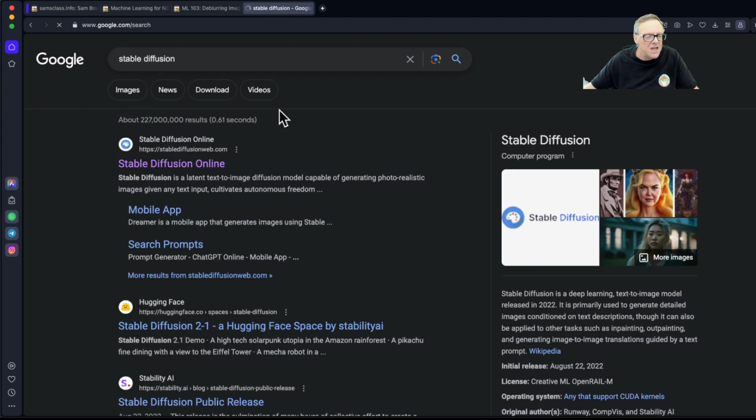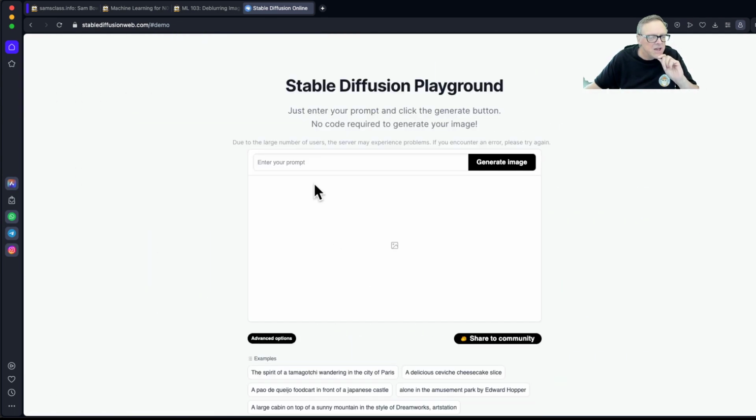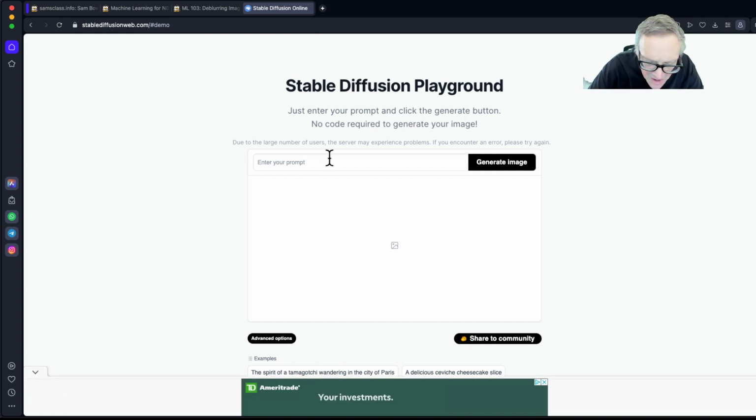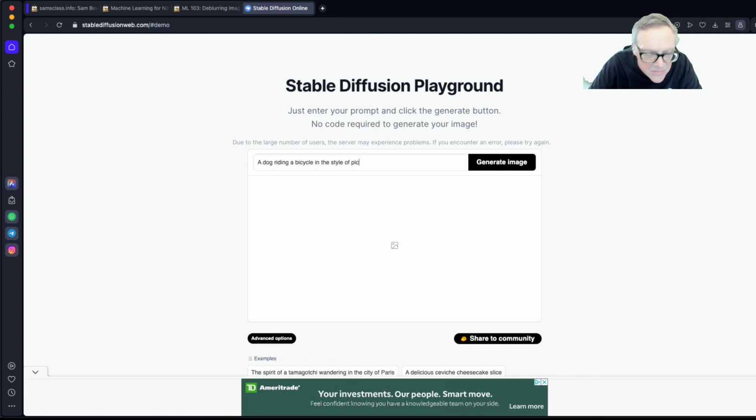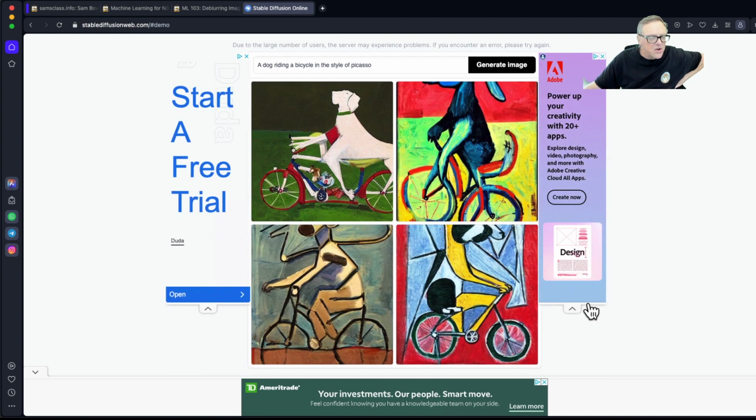This is the online image creator, where you can get anything you want by just describing it with text. So here I can say a dog riding a bicycle in the style of Picasso. And it will generate the image. And there they are. You can get anything you want.